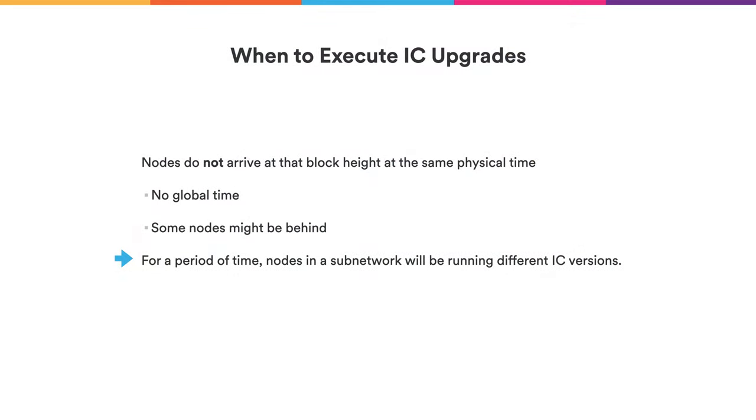Note that not all nodes are going to arrive at the same block height at the same physical time, because we are running a distributed system and we don't have a global time. And also, some of the nodes might be really far behind, even up to weeks. So that means that for some period of time, the nodes in a subnetwork are going to run different IC versions, and we need to be able to cope with that.